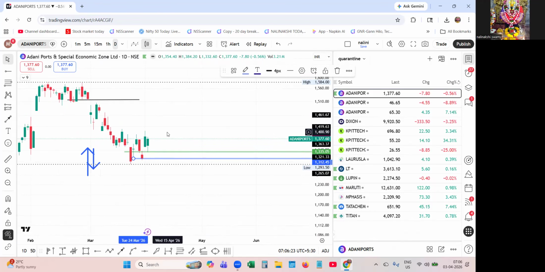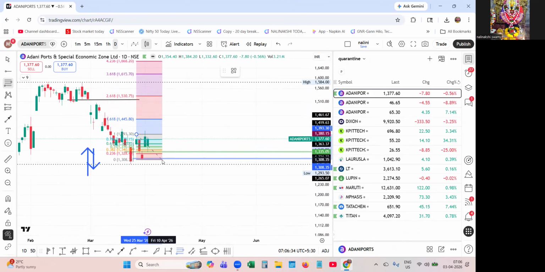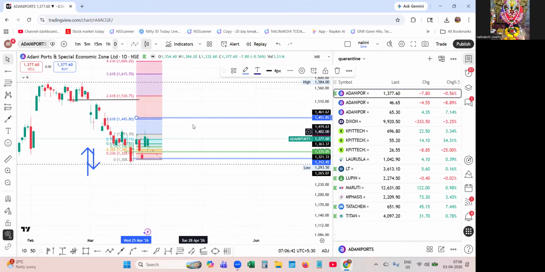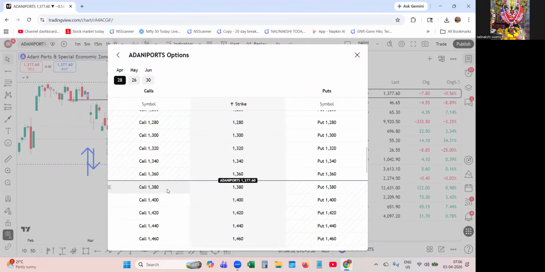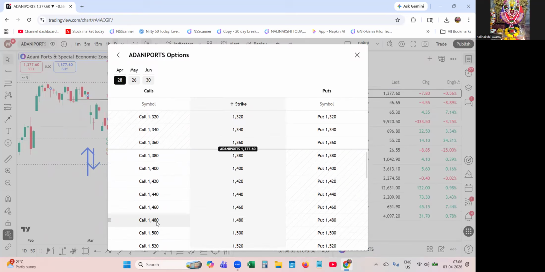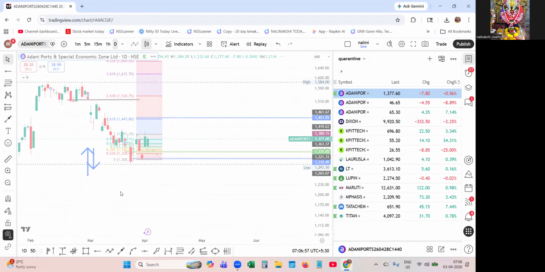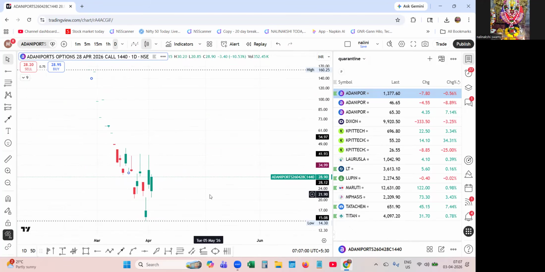If we consider this, since it has broken above, you can anticipate a movement of 1.618 to 2.618. The first initial target will be 1445. You can keep the 1400 call option, a little bit, the 1440 call option on your watch list.